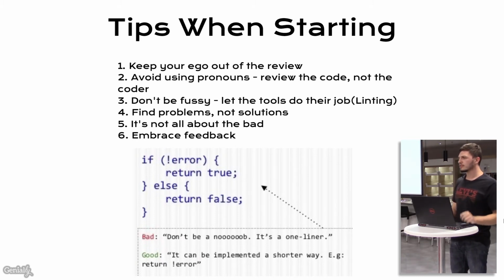And then finally, embrace feedback. This is probably one of the most important points and goes hand in hand with leaving your ego at the door. Every comment, every problem found in a review is a triumph, and you're supposed to learn from it. It's not a criticism of you. It's for you to improve.